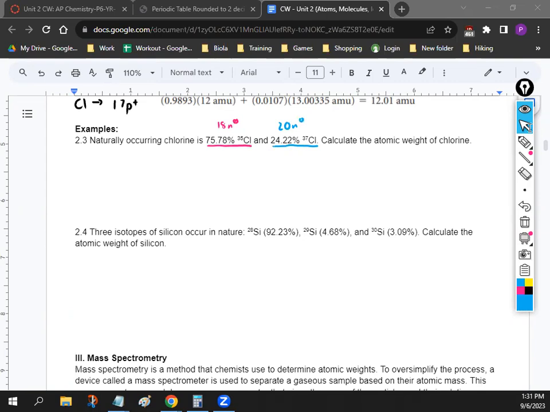Okay, so let's calculate the atomic weight of chlorine. The first thing you want to do is turn the percents into decimals. Turning percents into decimals is really, really easy. You just move the decimal two times to the left. So 75.78, you move the decimal twice to the left, and you'll get the value 0.7578.